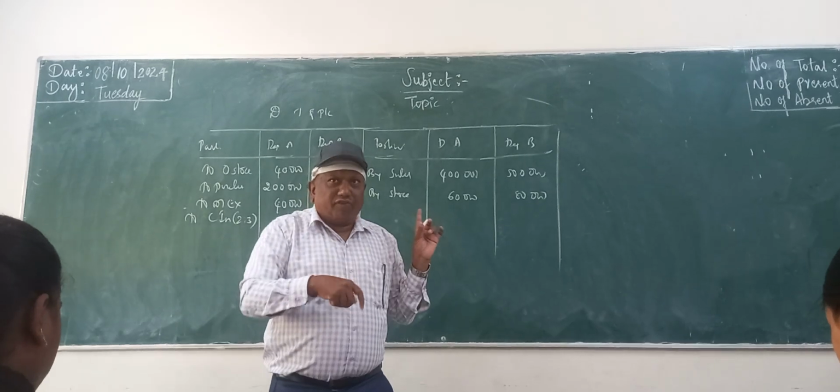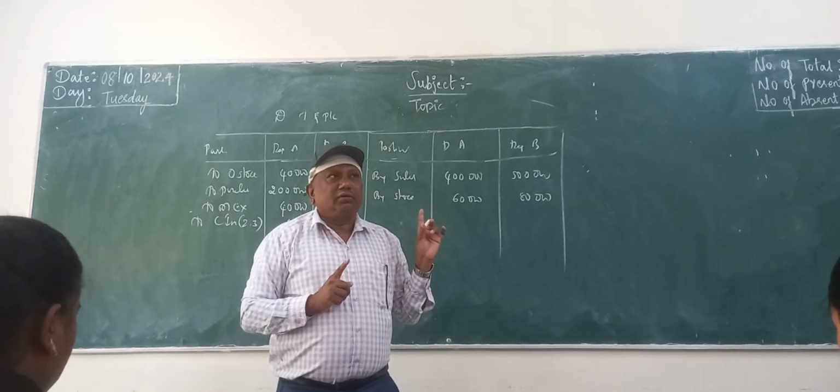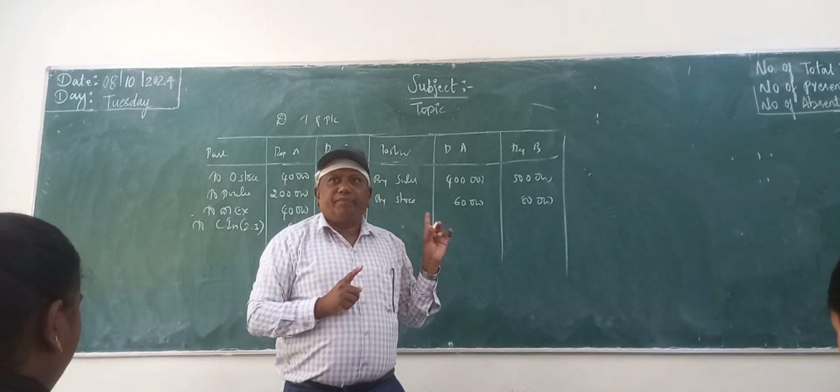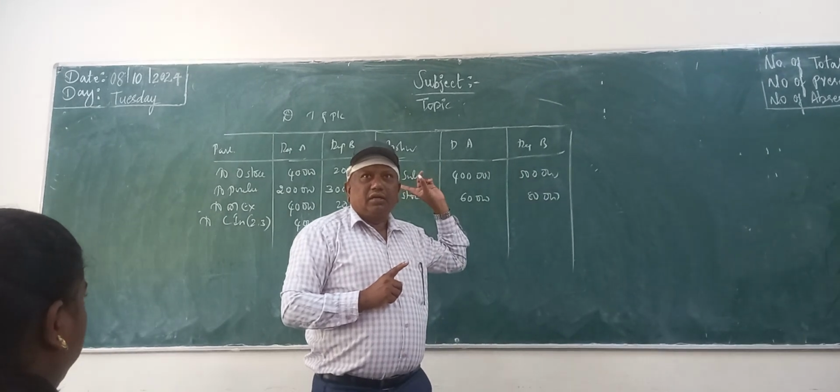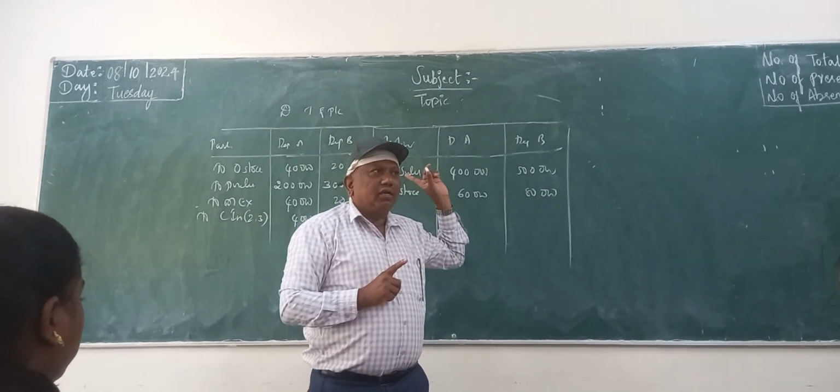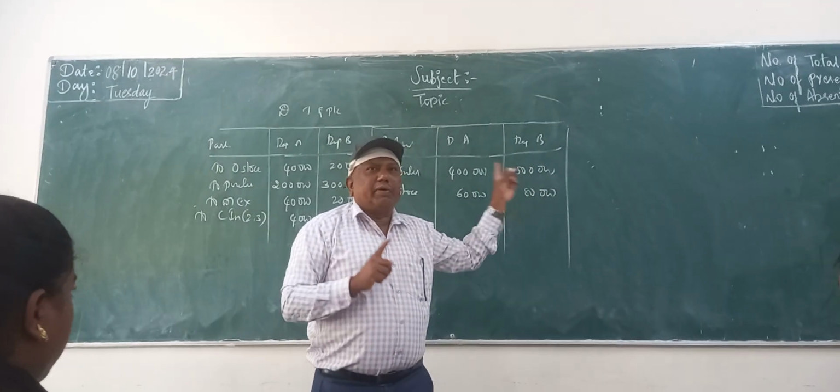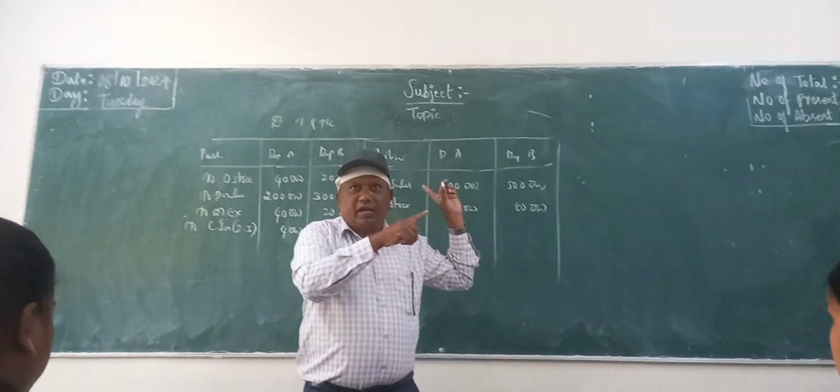For B, inflow. For A, outflow. Outflow, where are we writing? Here or there? Which is going out, where are we writing? Here. Sales, where are we writing? Going out, we are writing, right?